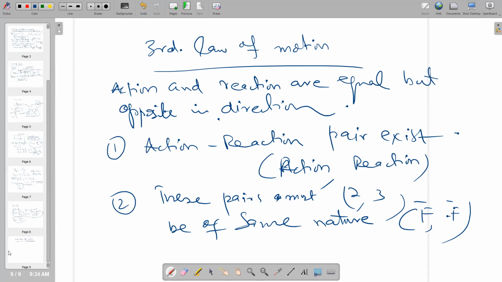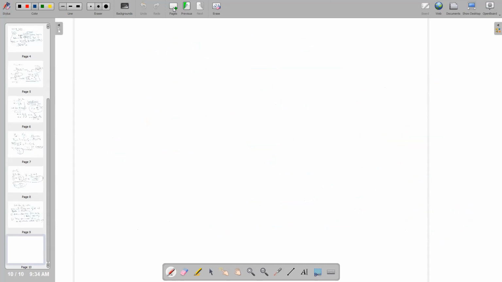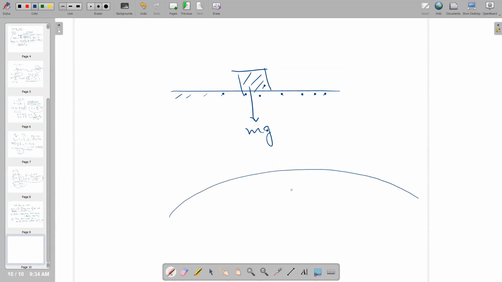So let's explain these two points. First, suppose this is a table and a body is placed on it. Its weight is always vertically downward, and this weight is due to the earth. Here is the earth. If this body is placed on the table, the table will apply a normal force in the upward direction. Normally in the previous classes, we may have seen that action and reaction exist here, and this is the example of Newton's third law.